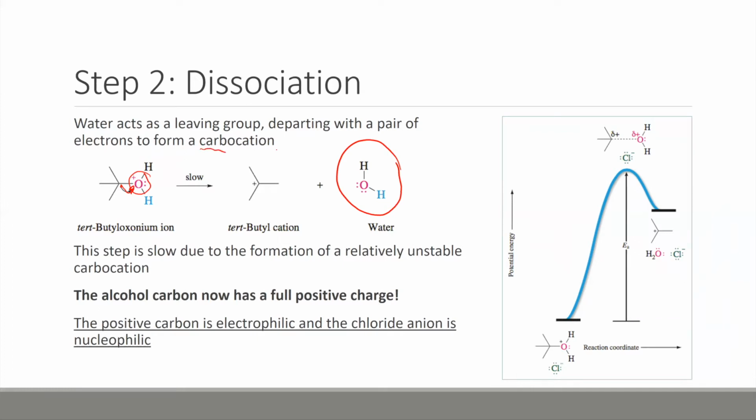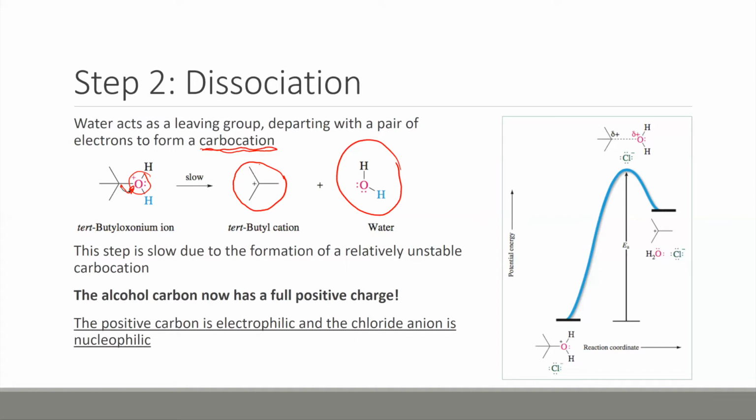This is an important word, carbocation. That's any type of hydrocarbon group that has a charge on it. So this has a positive charge, making it an ion, right? Ions are molecules that have full charges. And so this is a carbocation. Now this step in the reaction is the slow step. This is going to be the rate determining step. It's going to control the reaction in general. It's slow because the formation of the carbocation can be relatively unstable.